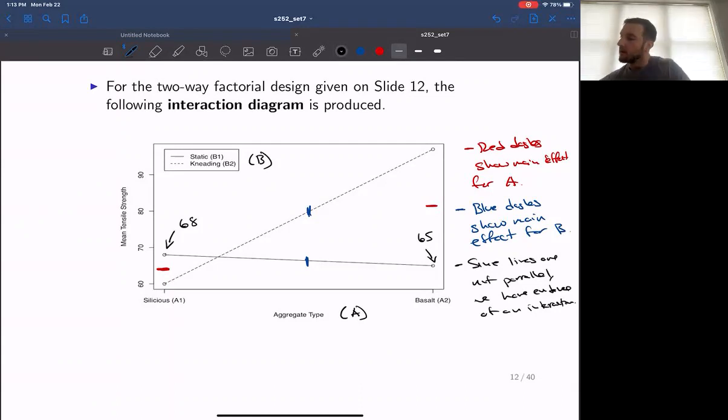The blue dashes represent the average of factor B, which in this case is the static versus kneading approach. We can see here that the blue dashes are also at different values on the y-axis, which means that there's a main effect for B. Finally, the lines in the interaction diagram are not parallel to each other, which indicates an interaction. Typically, when the lines cross, we would consider that to be a strong interaction. When the lines do not cross but are not parallel, we would consider that to be a weaker interaction.